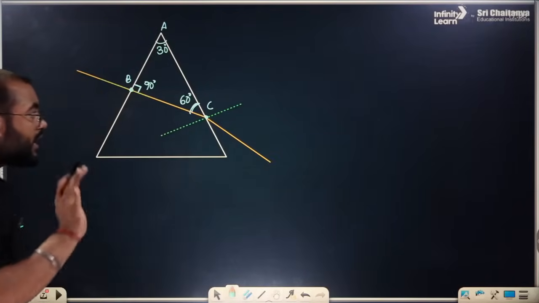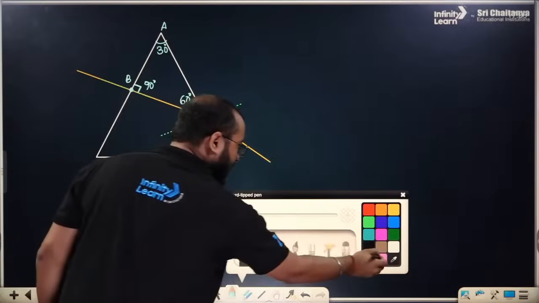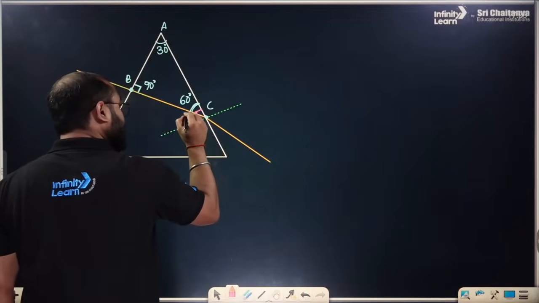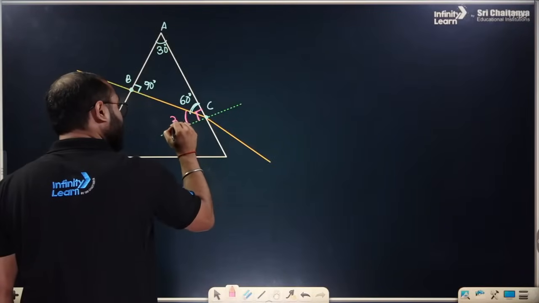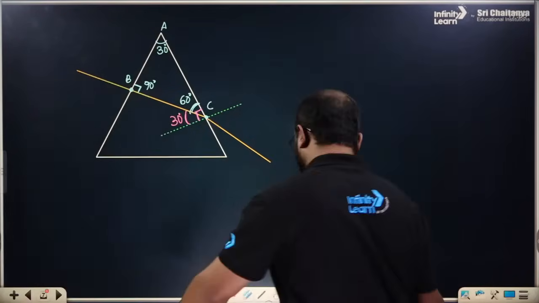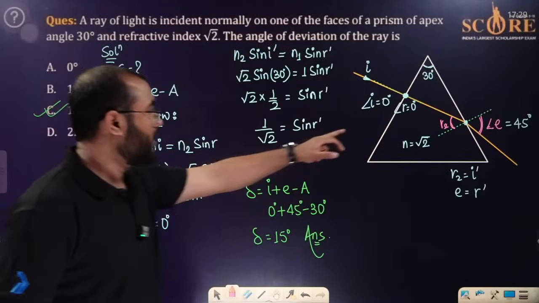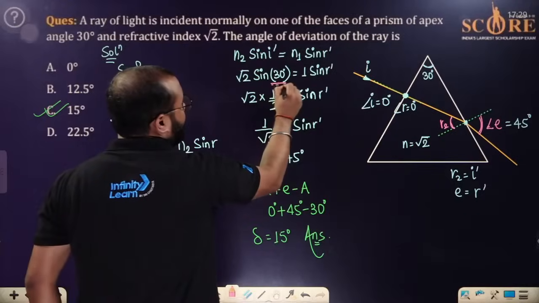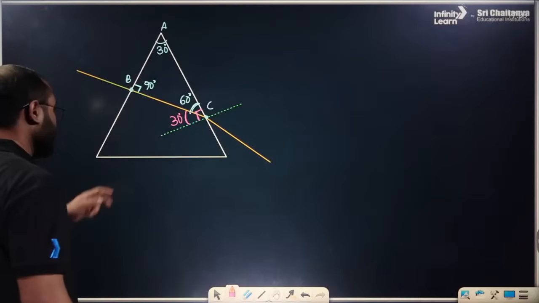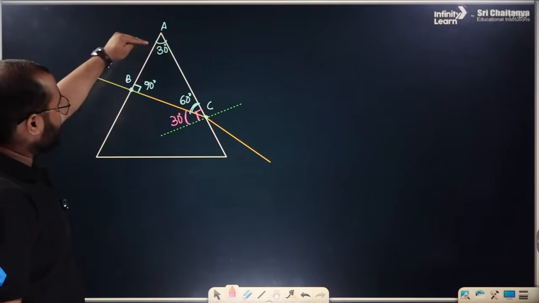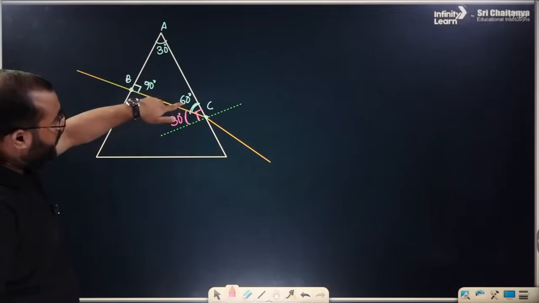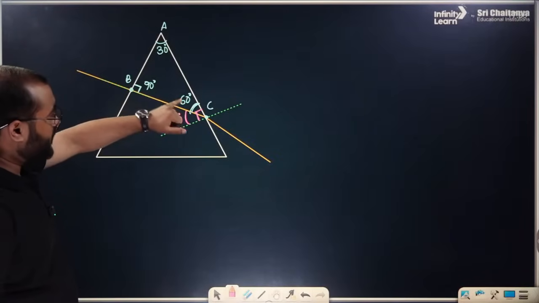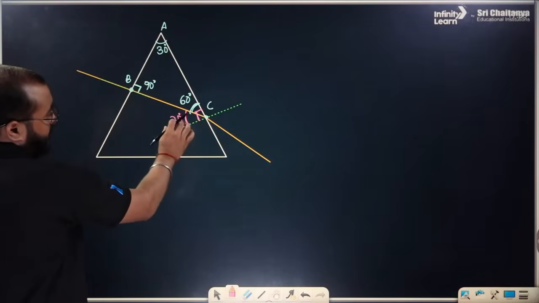If this is 60 and this total is 90, then this particular angle will become 30 degree. This 30 degree, as you can see that I have written over here, this R2 becomes 30 degree. See how the 30 degree has come, that is the reason. This is 30, this is 90, this is going to be 60: 30 plus 90 is 120, and 180 minus 120 is 60. This whole thing is 90, this is 30.